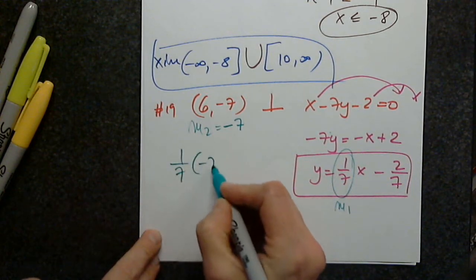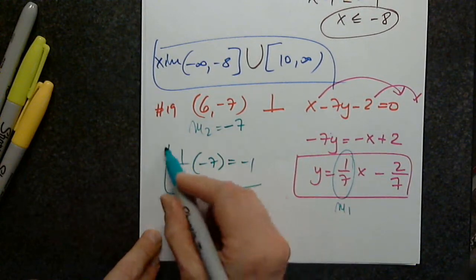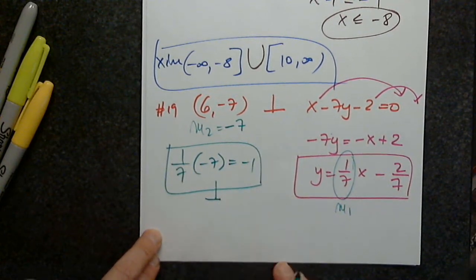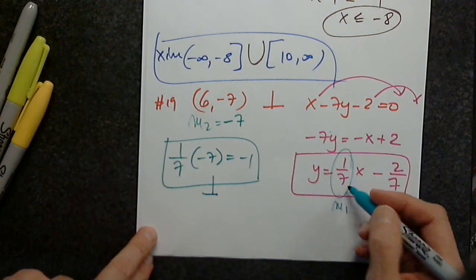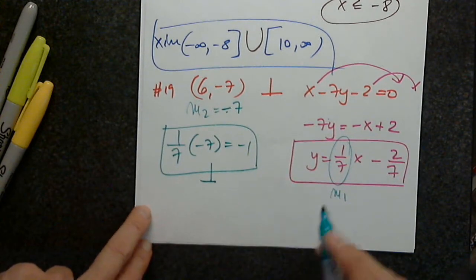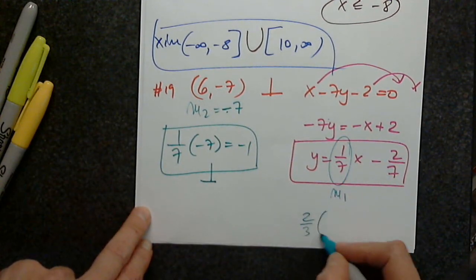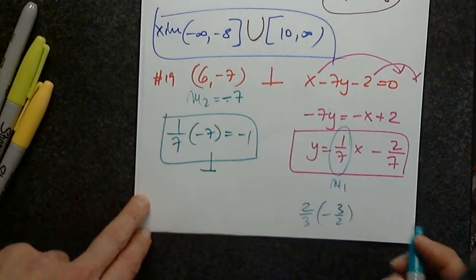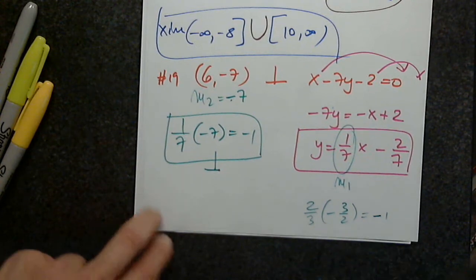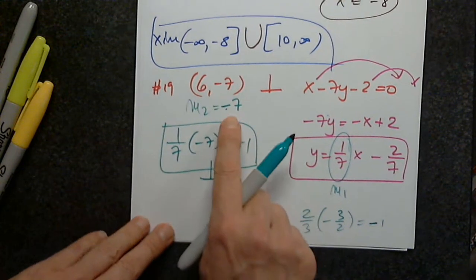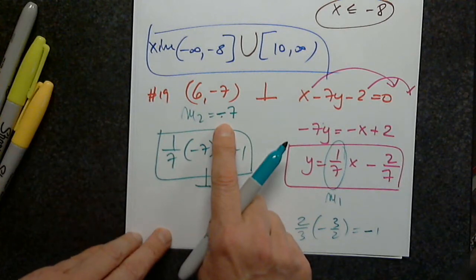1 over 7 times negative 7 equals negative 1. This is the relation for the slopes of two perpendicular lines. If this is 1 over 7, this one has to be negative 7. If this is 2/3, the other one has to be negative 3/2 to get negative 1. If this is 5, the other one is negative 1/5. So then the product is negative 1. Is it clear how we got negative 7?